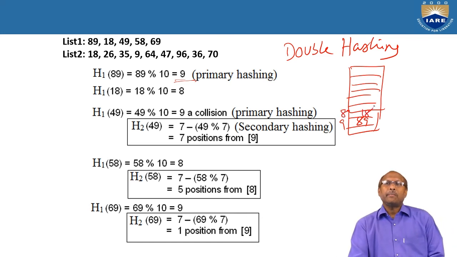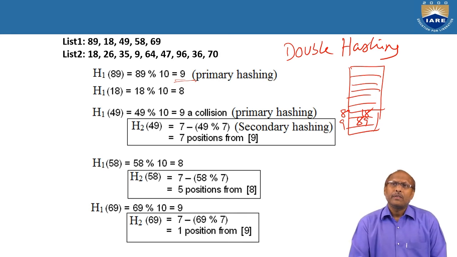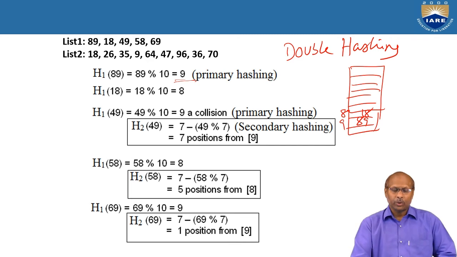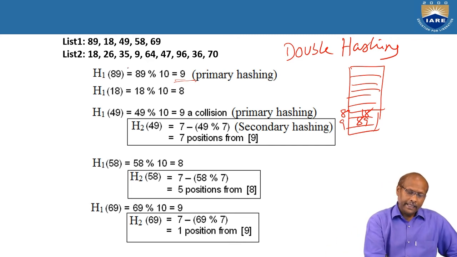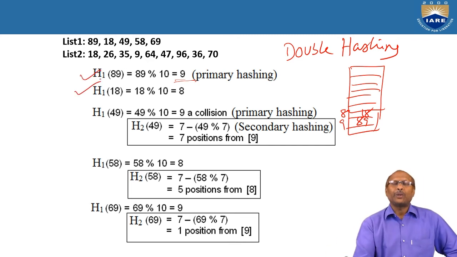So whenever there is no collision, that means it is an empty slot, then data can be stored. So for 89 and 18 there is no problem at all. There was no collision at all. So data can be stored.